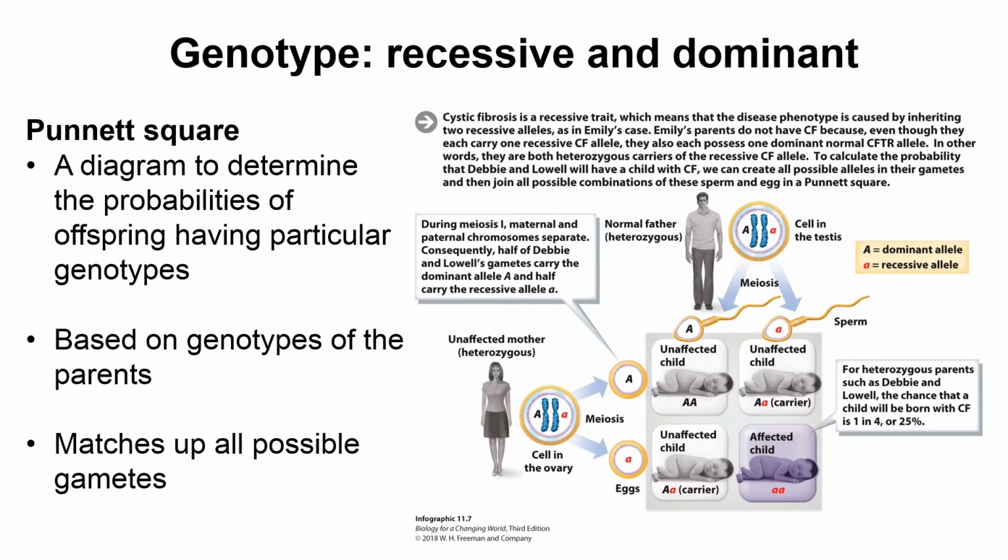When it comes to Punnett squares, we use the genotype of the parents. In this case, we have a gentleman who's heterozygous, which means he has a dominant allele and a recessive allele, and then we have a lady who also has a dominant allele and a recessive allele. We use Punnett squares to determine the probabilities of a couple having offspring with a specific trait. In this case, we're focusing on cystic fibrosis. So let's figure out how we do Punnett squares.